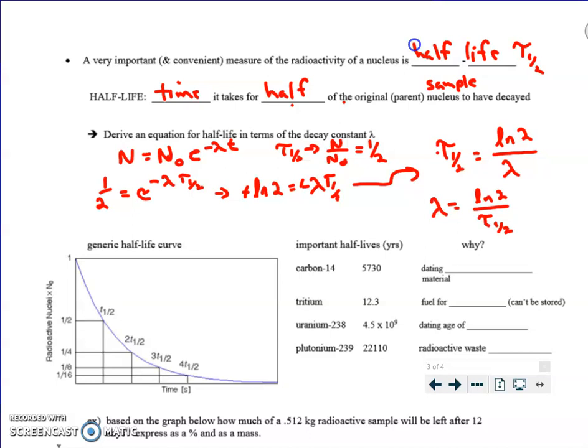The quicker the decay constant, or the bigger lambda is, which generally means we have a very active material, it's a short half-life. We see that inverse relationship.